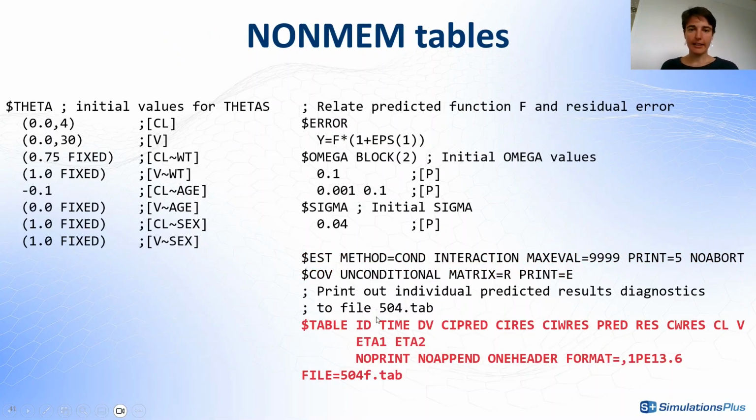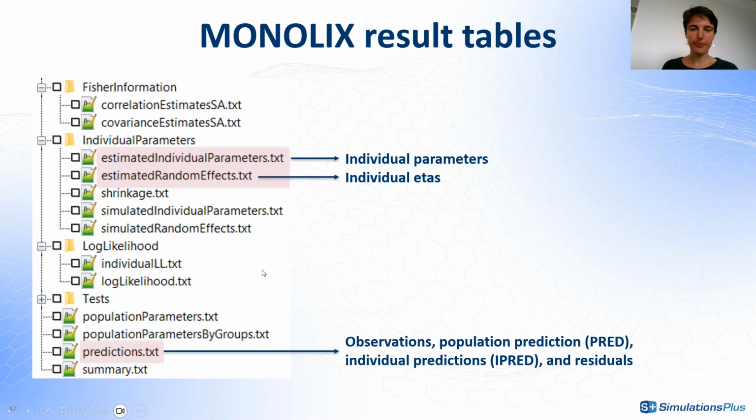And the last thing that we have in the Nonmem control stream is the table statement, where you can decide what you want to put in the output tables. And actually this is something that is most of the time not needed in Monolix because we output all the typical values that are needed directly in the output file. So here you see the structure of the different output files that you get after a run. And actually the individual parameters are in this file here, the individual etas in this one here, and in the prediction.txt we have the observations, the population predictions, the pred, the individual predictions, the ipred, and the residuals.